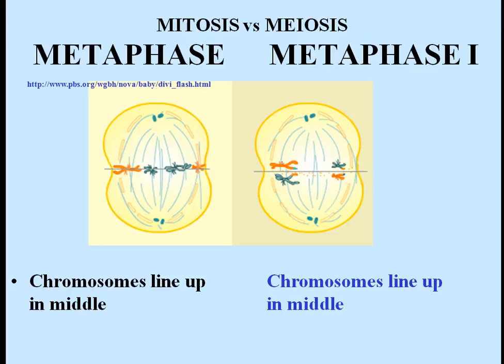And then in metaphase, remember, M for middle, for mitosis, the chromosomes will line up in the middle. And then for metaphase 1, it's actually different because the homologous chromosomes are actually going to be lining up in the middle. So you can see this is just a straight line of chromosomes, but here we have our homologous pairs that are actually lining up together.